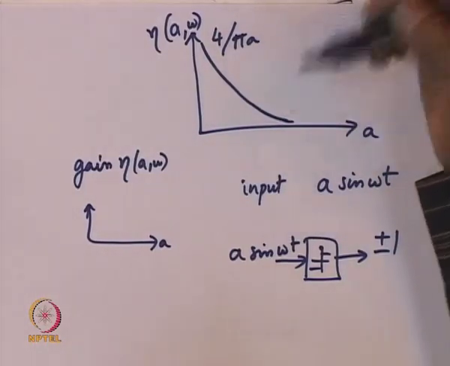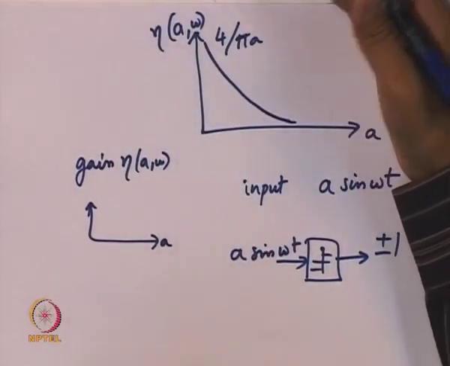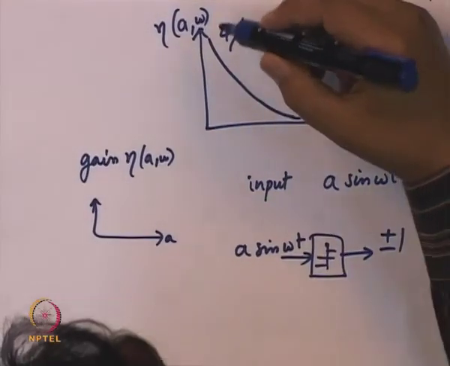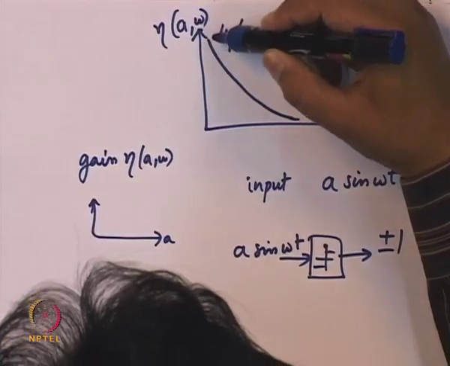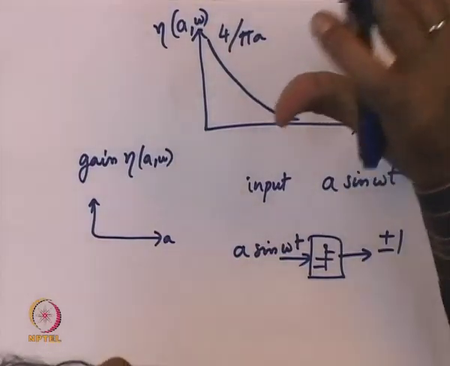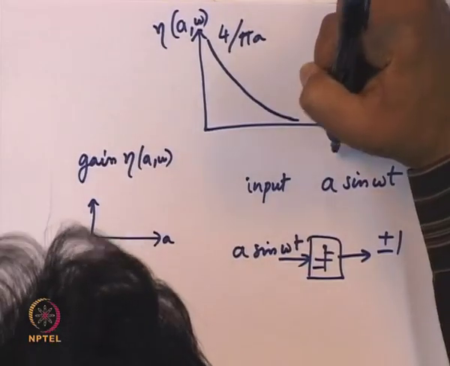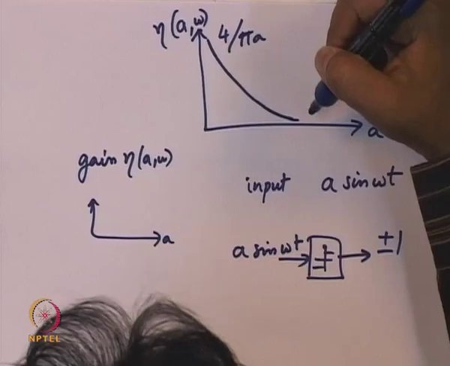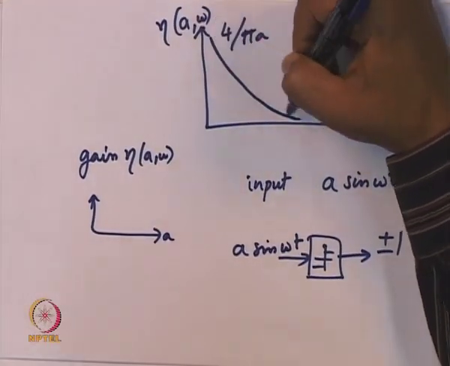Why is the gain small? Because output has to always be plus minus 1. Gain is like output divided by input, measured in some suitable sense to get a scalar, a complex number in general, but in our case it is real. To get one scalar, we have to have a notion of how we are quantifying the output and the input. We have decided to quantify using the first harmonics coefficients. Using that method, it turns out that the describing function of the signum nonlinearity is decreasing like this.